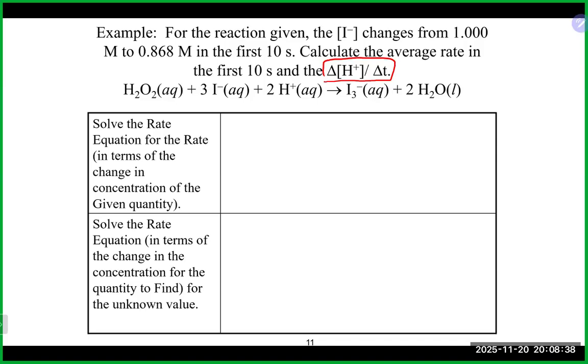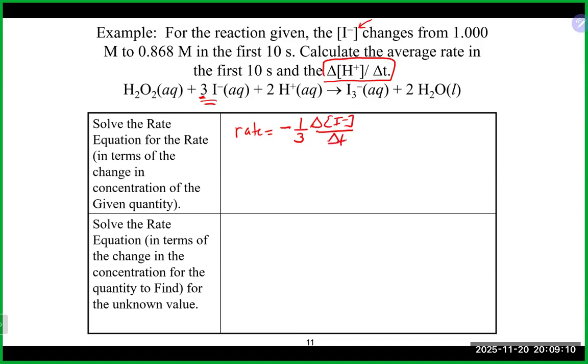So when you have a problem like this, you really don't need to think about everybody's relationship here. You really should just pull out the rate expression for each thing you're interested in. So clearly one thing we're interested in is I minus, because that's the information we have. So if I look at I minus, I see it's a reactant. So I could write that the rate is equal to negative because it's a reactant, 1 over the coefficient, which is a 3, the change in the concentration of I minus over the change in time.